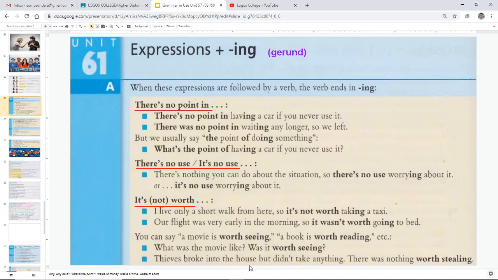Thieves broke into the house, but they didn't take anything. There was nothing worth stealing. So people broke into their house, robbed their house, but their house didn't have anything expensive. All right, they had a bunch of old things, so there was nothing worth stealing.